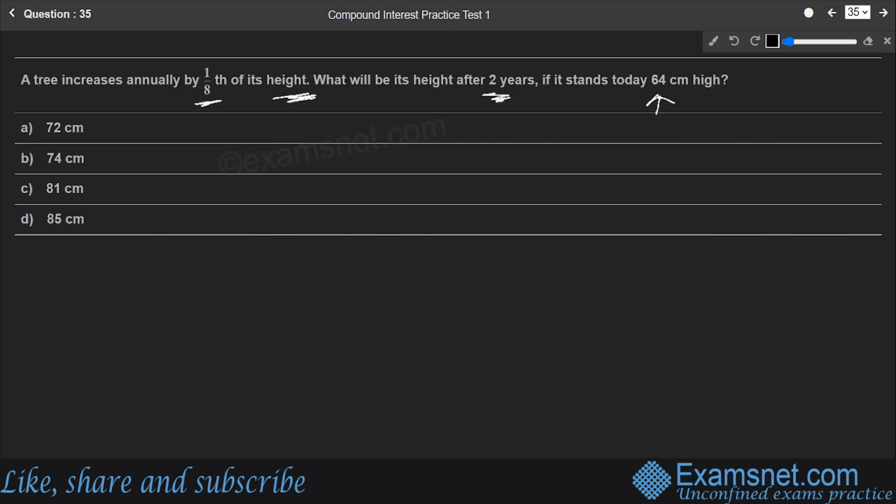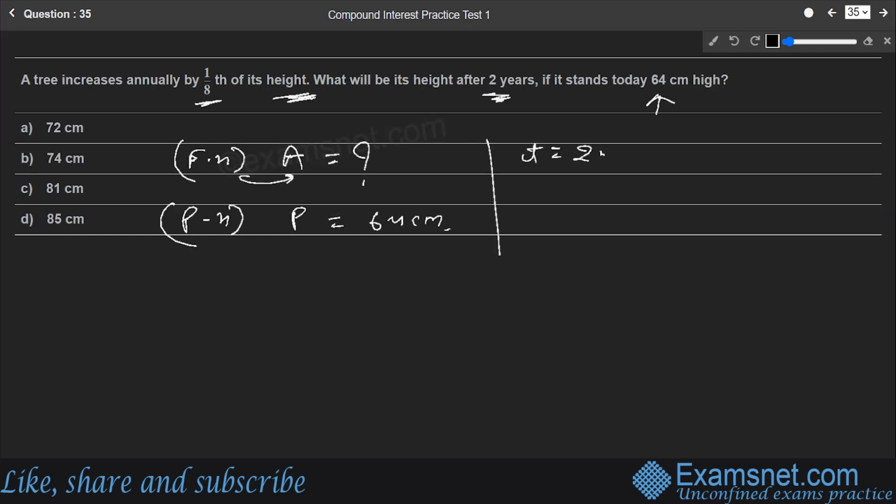So we need to know the final height. So that means we need to know the amount value. Okay, the final height can be treated as the amount value. And what is the present value? So that is the present height. The present height is already given as 64 centimeter. Okay, what else? The time value is given as 2 years, as they say.